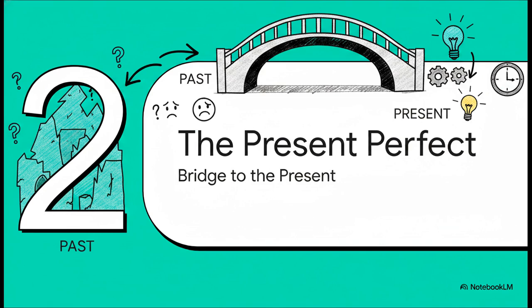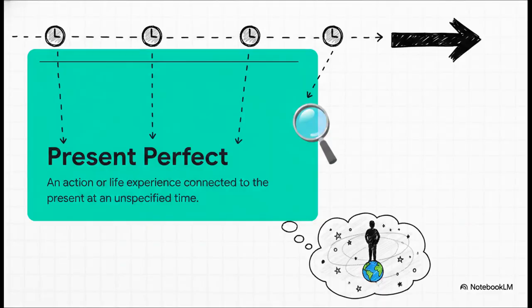Moving right along to Section 2, the present perfect, or as I like to call it, the bridge to the present. We use this tense for actions that started in the past but still continue right now, or for past events that have a direct result on today. The absolute most important thing to remember here, we do not use a specific finished time. We don't really care exactly when you did it, we care that you have this experience right now. To form it, just use have or has plus the past participle of your verb.